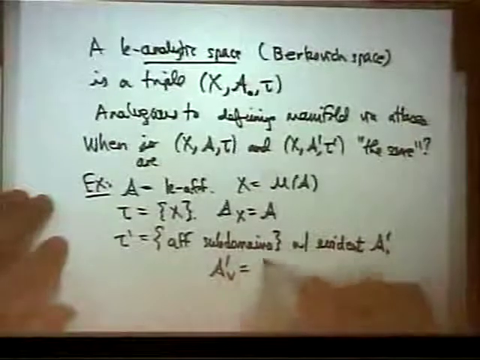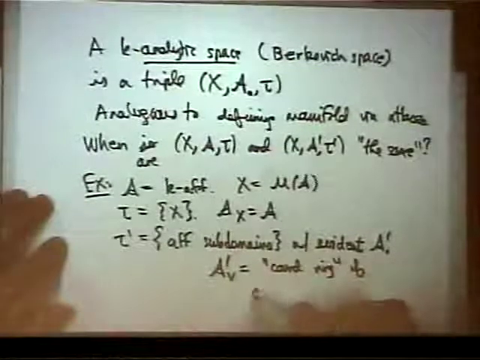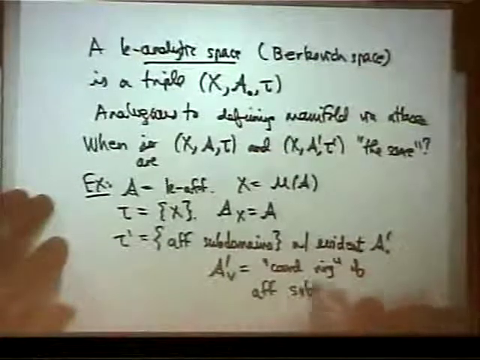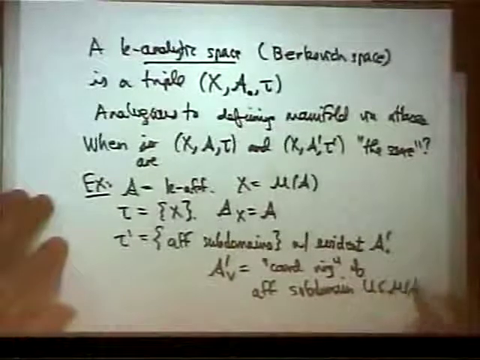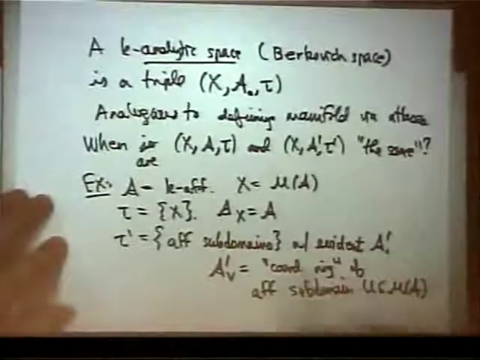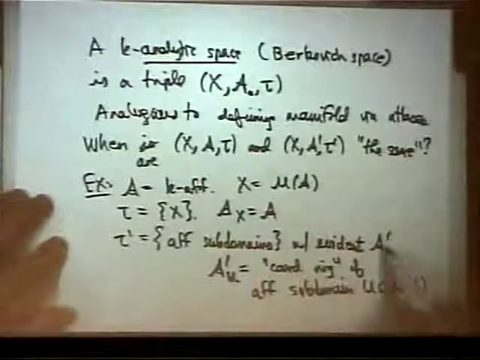is, well, it's just the usual coordinate ring of an affinoid subdomain, U inside M of A. Right? This has some mapping property for some ring. Oh, sorry, let's call that A prime sub U. And we assign that ring. Okay, that's what this assignment is.